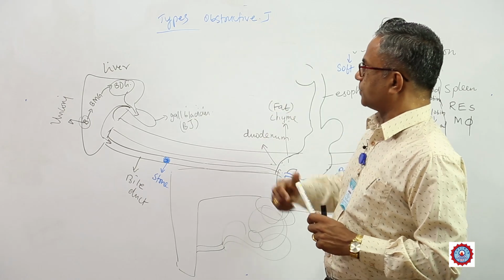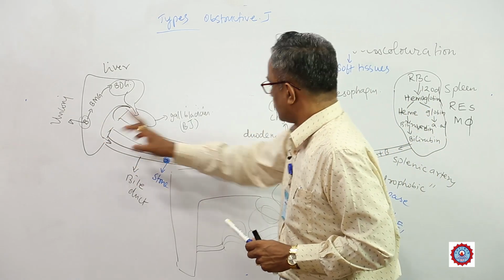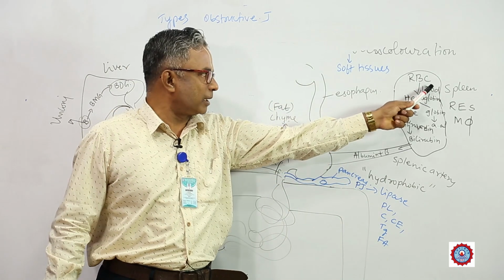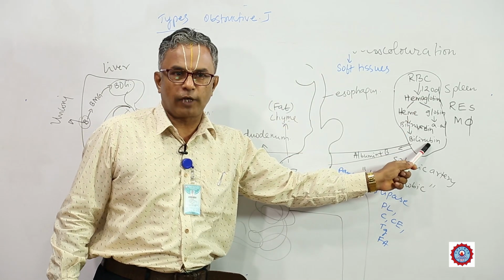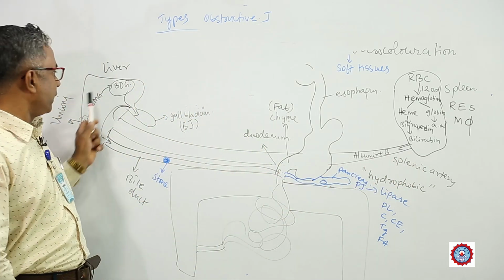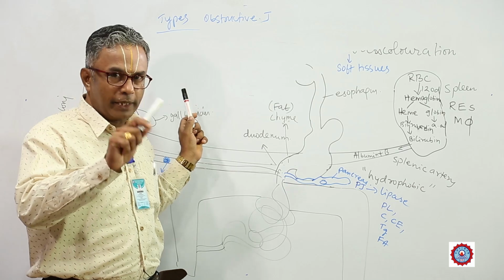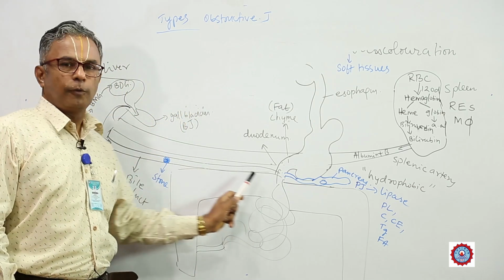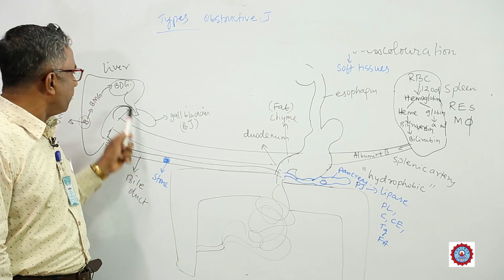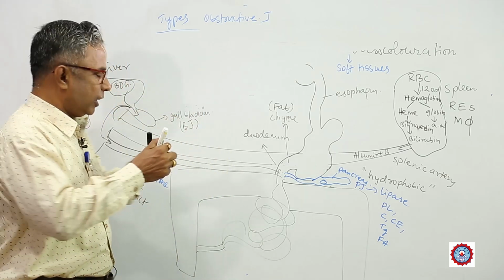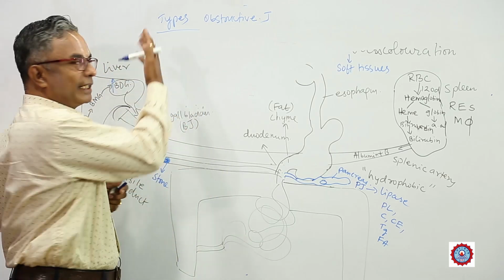Now, what happens in obstructive jaundice? There is no problem in RBC metabolism, no problem. Bilirubin formation, no problem. Bilirubin transport, no problem. Bilirubin converted to bilirubin diglucuronide, no problem. Then it is not able to come out of this. So, bilirubin diglucuronide level will increase in the body. The level of this compound will be increased in the body.